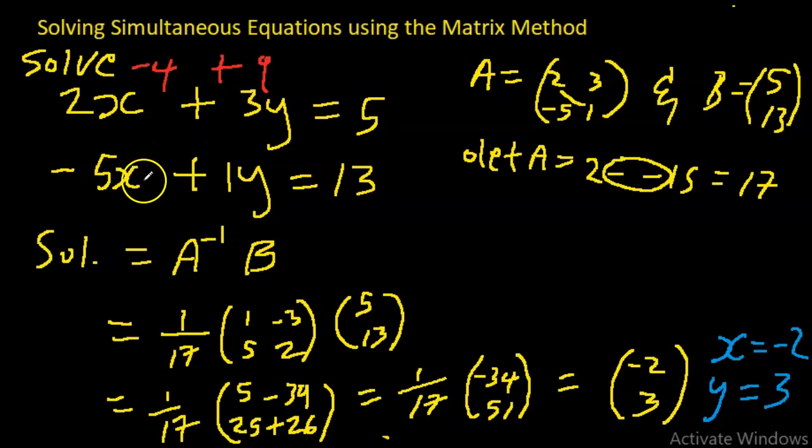Testing the other equation, x is minus 2. So negative 5x will be negative 5 times negative 2, which is positive 10. And then if y is 3, 1y is just 3, right? So 10 plus 3 is 13. So we are confident that our solution is accurate. So that's it.